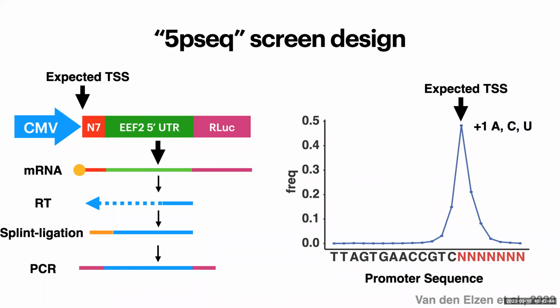So here's an example of some of the sequences, just to show you that we get transcription initiating at the site we expect. This is the set of 7 random nucleotides, and this is the very end of the CMV promoter. And you can see that transcription robustly starts preferentially at this +1 nucleotide.